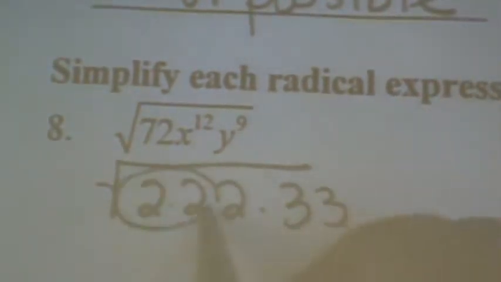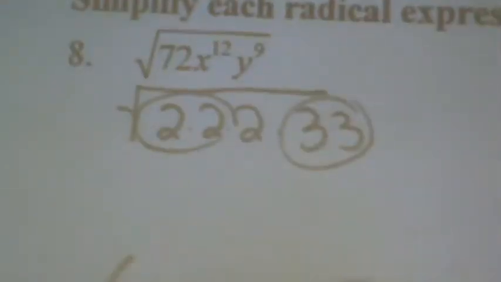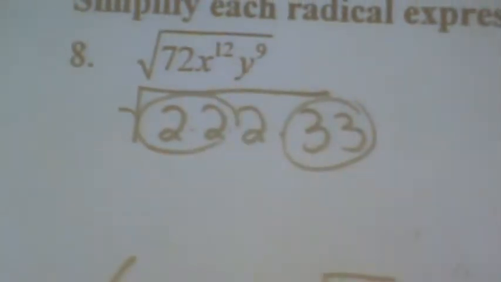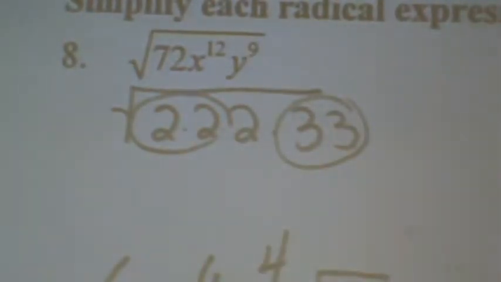Number 8, you're going to simplify. 72 is 2, 2, 2, 3, 3, so you're going to pull out a 2 and a 3, you get 6 with a leftover 2, and you've got 6 sets of x that come out, and 3 sets. You're looking for y, so y to the 4th. 4 sets of y, and with 1 y left over.